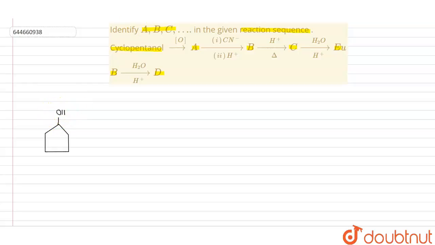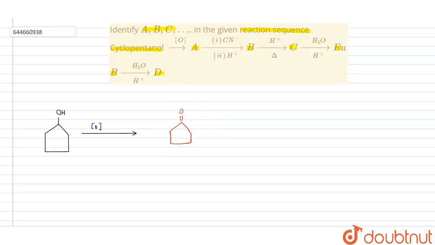Now this compound reacts with O, meaning this is oxidation. After oxidation, what is the compound? Now it forms this cyclopentanone, here the cyclopentane with a double bond O after oxidation.